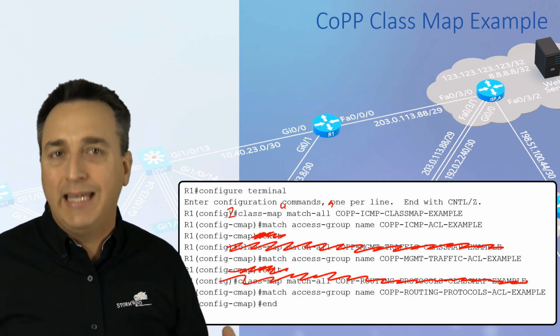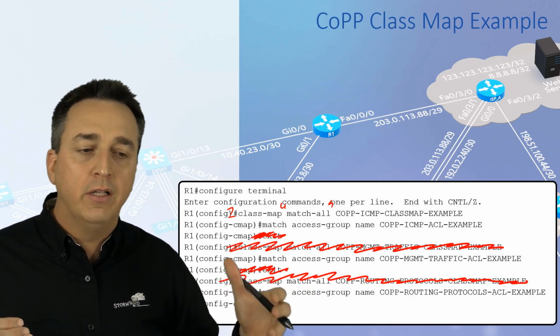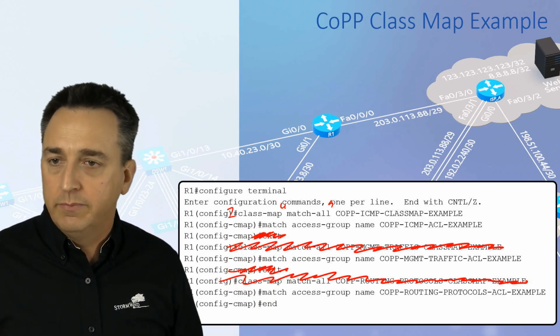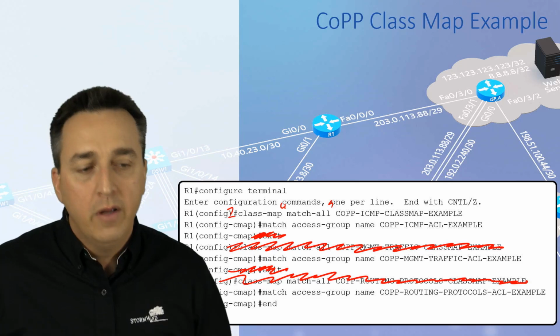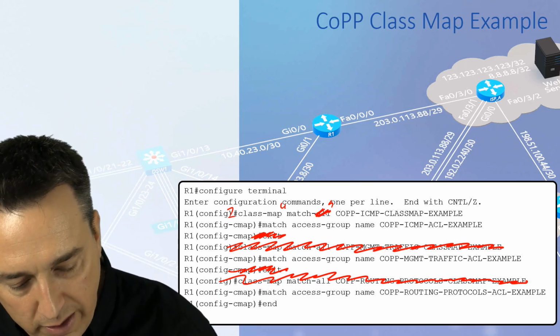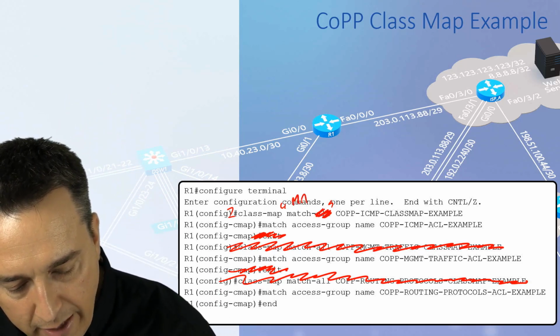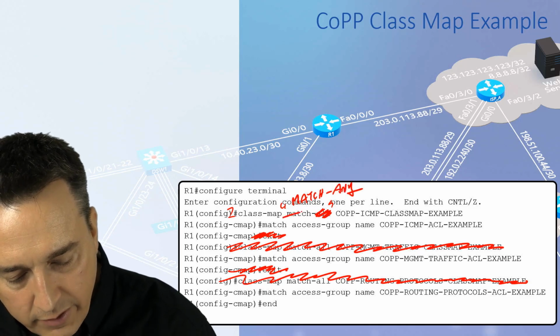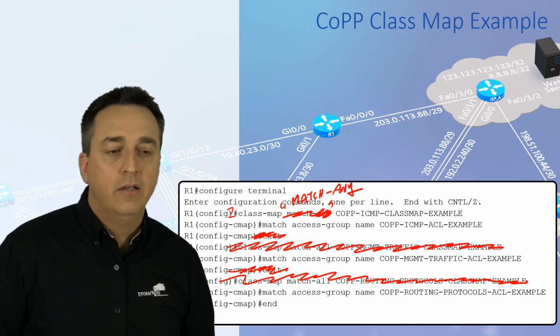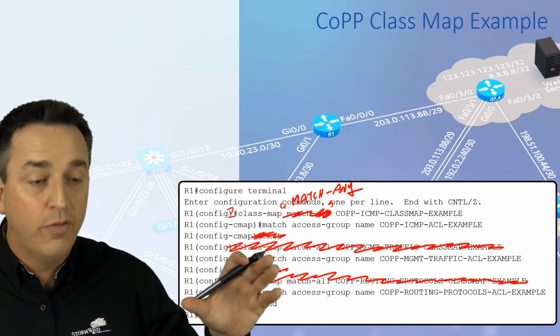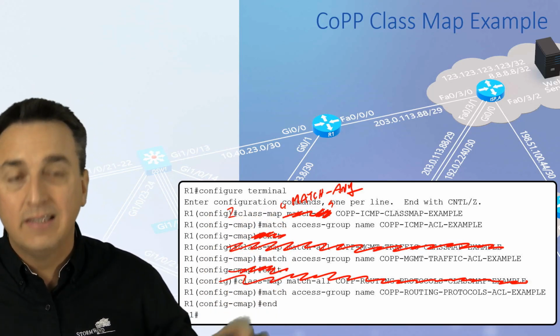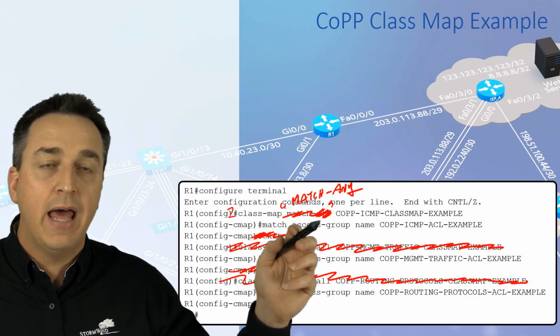Because the match all keyword was used, you are telling the class map you want to match all three of these at the exact same time. So if this was the scenario, this is the wrong keyword. You would need to use the other keyword, that is match any. So match any instead. You change that keyword, and now it's this or this or this. That's the difference. So pay attention to that as well.